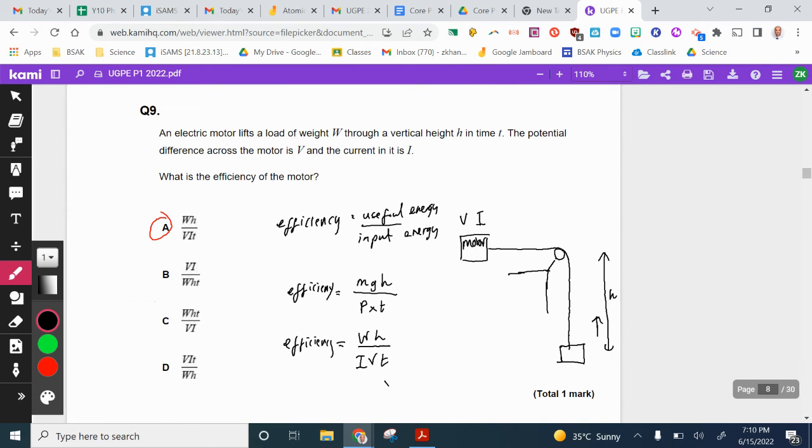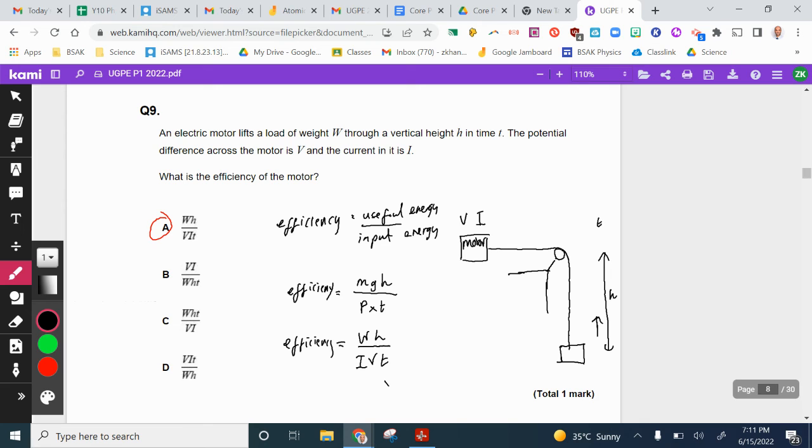Right. An electric motor is lifting an object through a vertical height h, and it takes some time t to lift that object a height h. The potential difference across the motor is V and the current is I. So efficiency, we know, is the useful energy divided by the input energy. I'll go with energy first, and if power is the right way, then I'll do power. But useful energy over input energy.